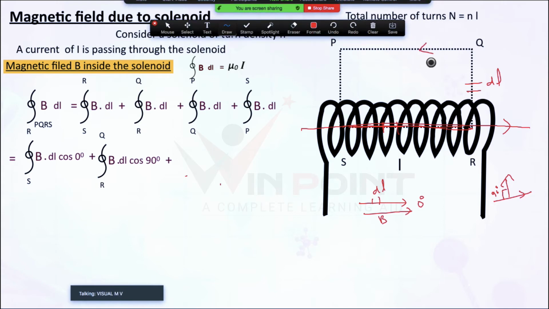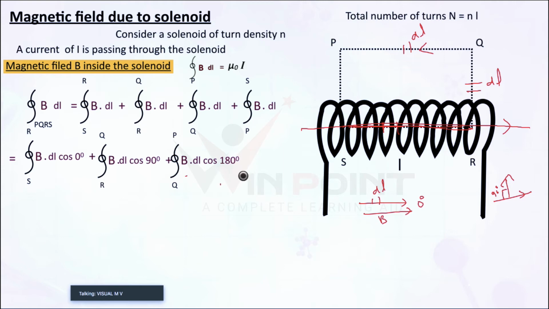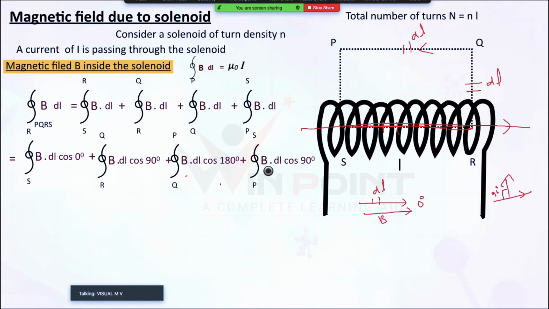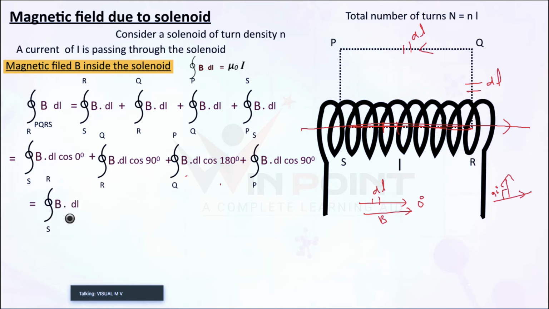Here what will be 0 or 180? It is 180. So it will be B dl cos 180 plus, here also from S to P, what will be the angle? B dl cos 90. Now we are going to give the values of cos 0 and all. What is cos 0? B dl cos 0 is 1, so it will be integral B dl plus, what is cos 90? 0, so the entire term is 0 plus, here there is one more thing, it is a circle, right?